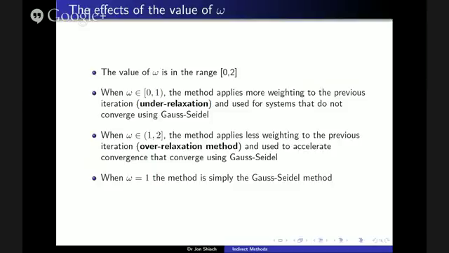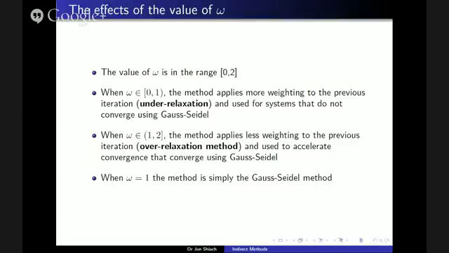So what are the effects of omega? Well, omega has to exist in the range 0 to 2. It can't be outside that range, but it can be any number; you pick what value of omega you want. When omega is in the range [0, 1), are you familiar with this notation? The square bracket means including 0, the rounded bracket means not including 1. So this means omega is greater than or equal to 0, but less than 1. If omega is less than 1, the method applies more weight to the older values and less to the Gauss-Seidel method. This is what we call under-relaxation.